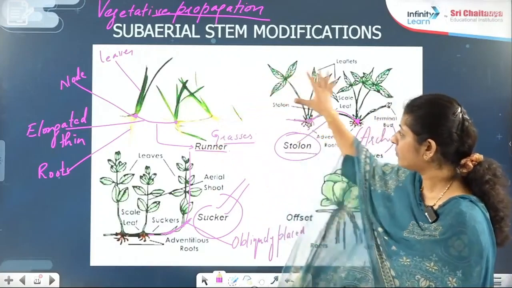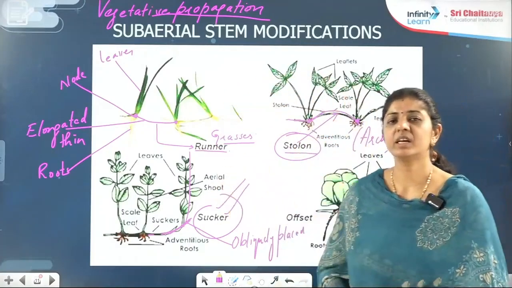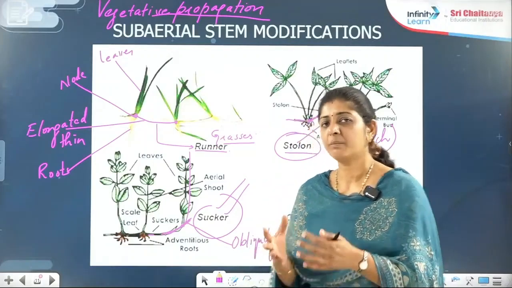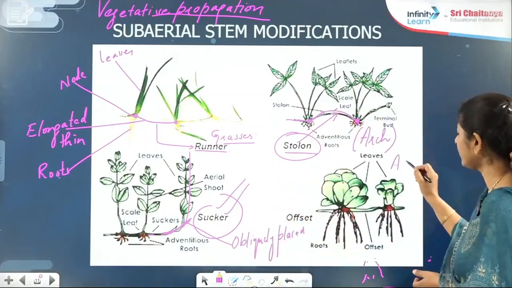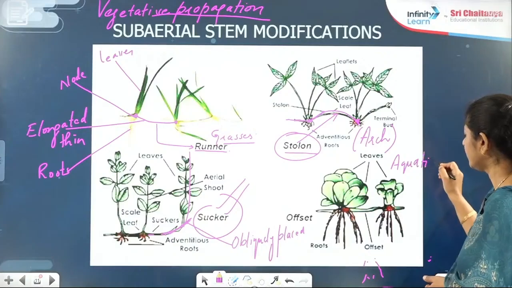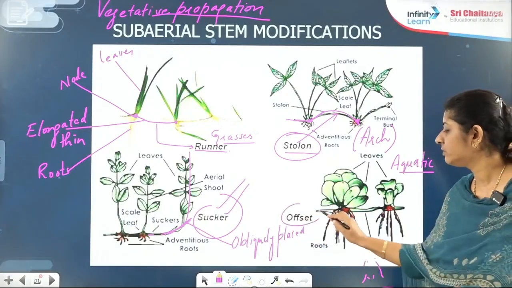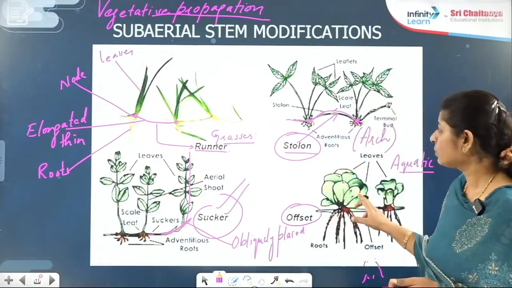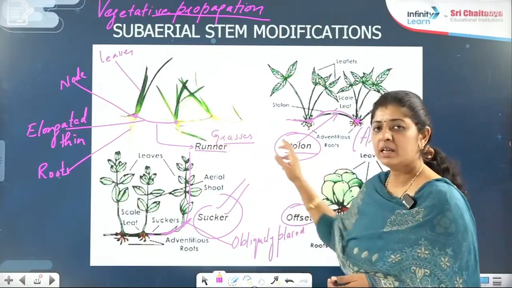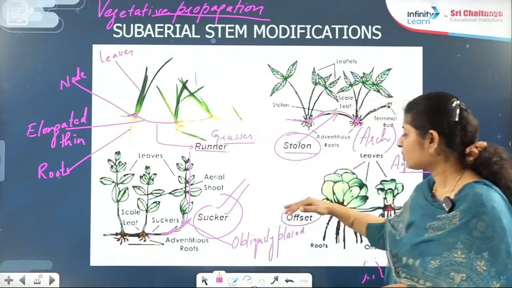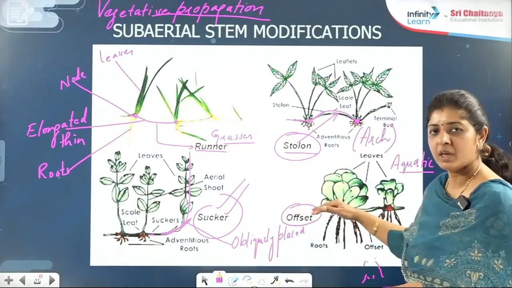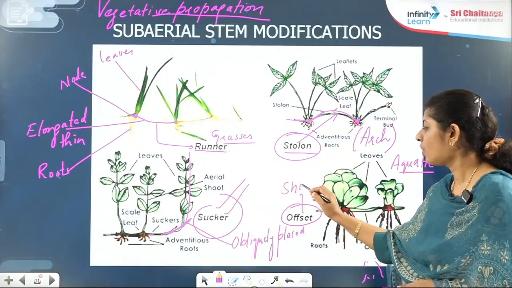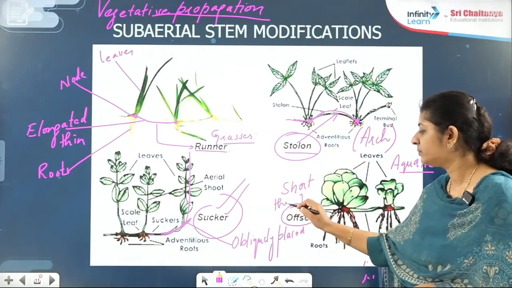All these three modifications we have discussed in the case of terrestrial plants, which are on the ground. But in the case of aquatic plants, you have the modification which you call an offset. Offset is almost similar to runners. That is running on the ground, this is running on the surface of water. But it will be short. This offset will be short and thick.